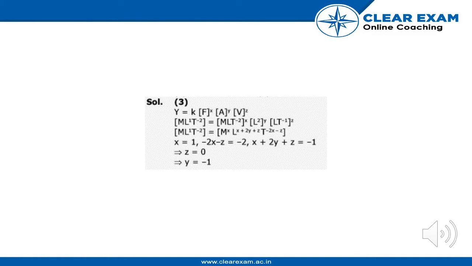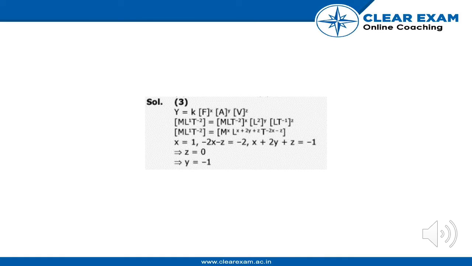The solution is: the Young's modulus Y is equal to k into F to the power x, A to the power y and v to the power z. Now we have the dimensions of Young's modulus, so ML^-1T^-2 is equal to (MLT^-2)^x, (L^2)^y, (LT^-1)^z.